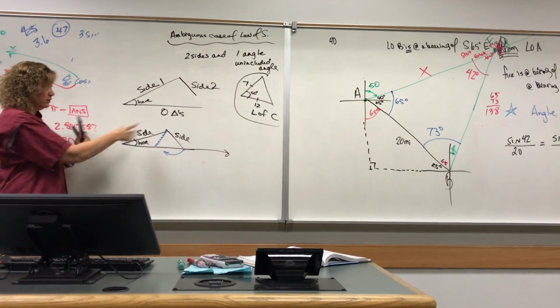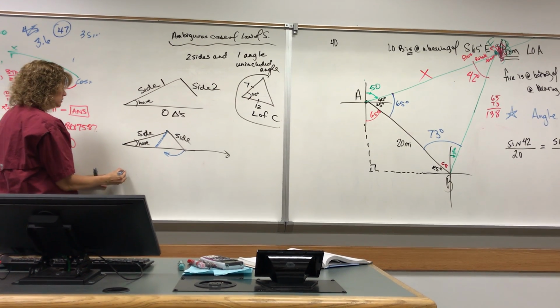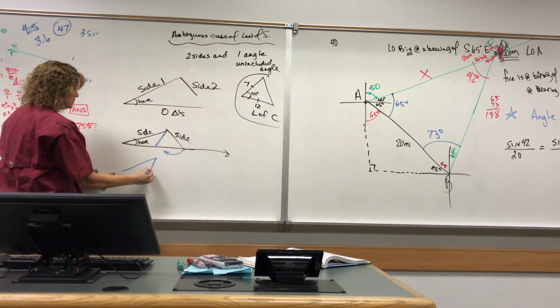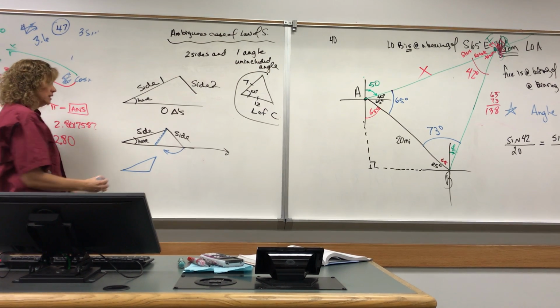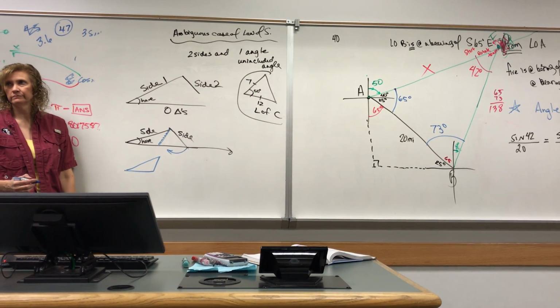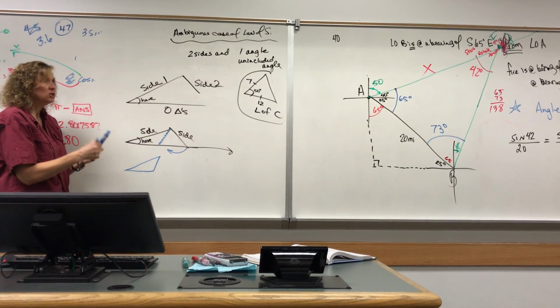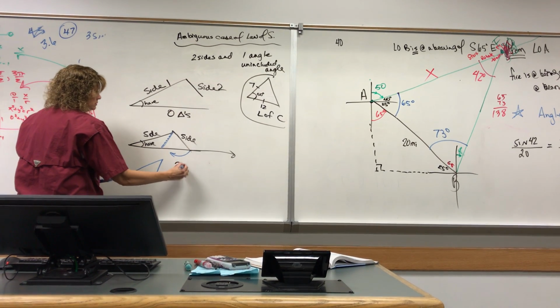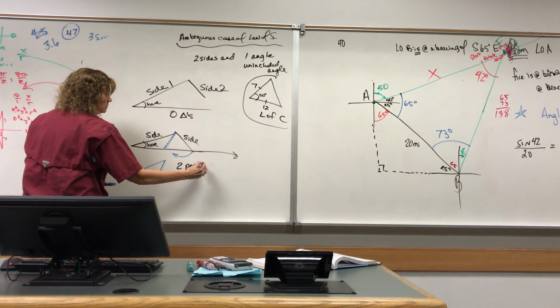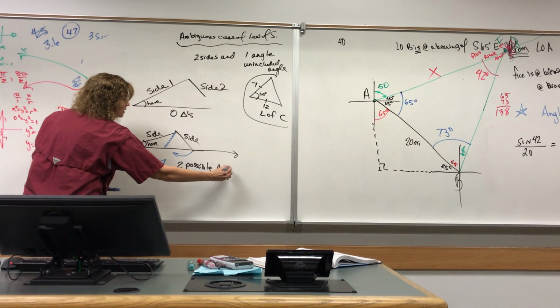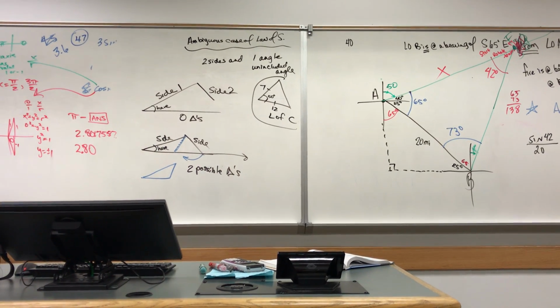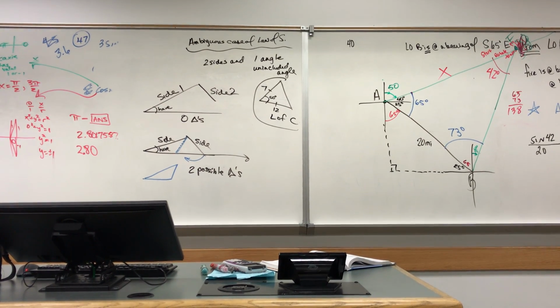So one triangle is the black one, and one triangle which has the same exact information is the blue one. And this is where we would get 2 possible triangles, just like we had on the problem we were doing over here on Wednesday.